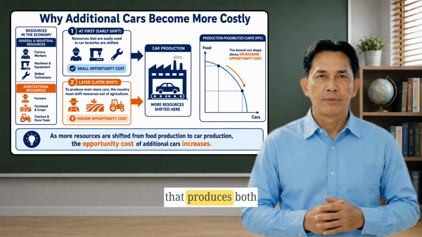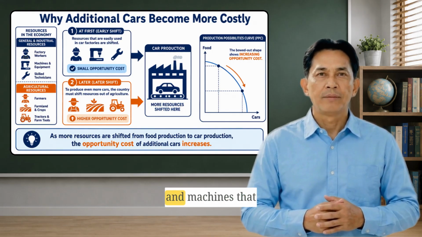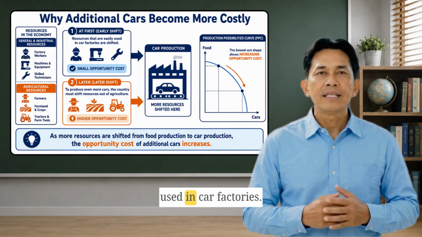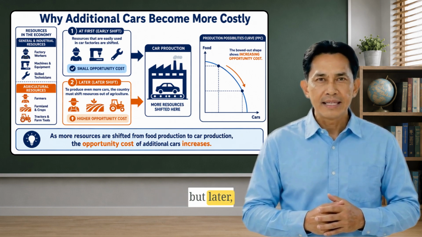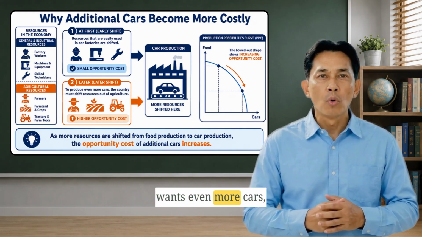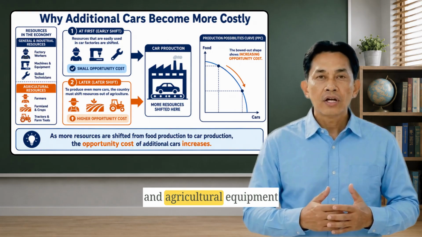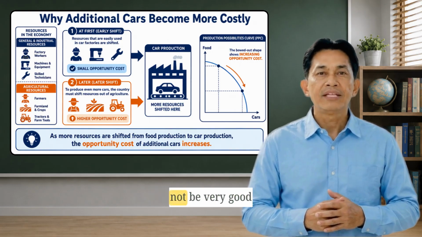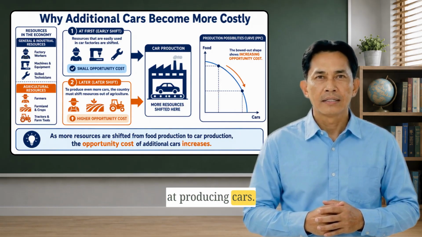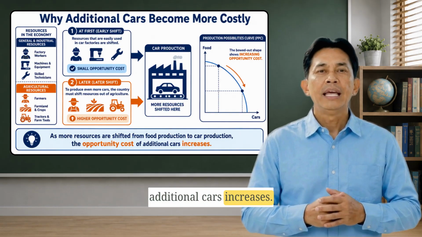Think about a country that produces both food and cars. At first, it may move workers and machines that are easily used in car factories. The opportunity cost may be small, but later, if the country wants even more cars, it may have to move farmers, farmland, and agricultural equipment away from food production. Those resources may not be very good at producing cars. As a result, the cost of producing additional cars increases.